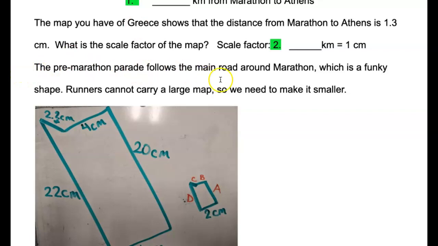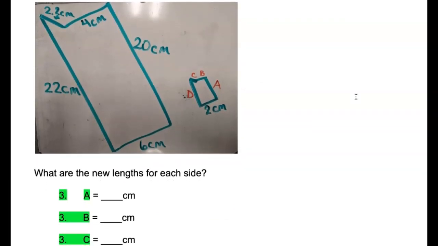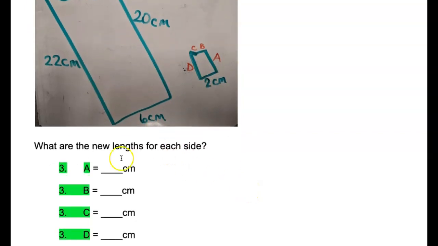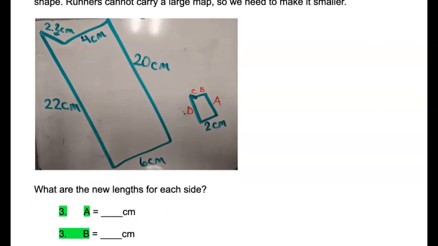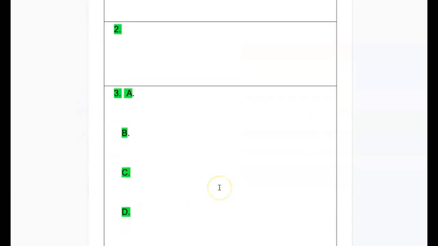The pre-marathon parade follows the main road around Marathon, which is a really funky shape. Runners cannot carry a large map, so we need to make this map smaller. So the original map was this size, and we need to make it smaller. So go ahead and calculate A, B, C, and D. And of course, you are showing me the steps on the bottom of your first page here. Plenty of room.